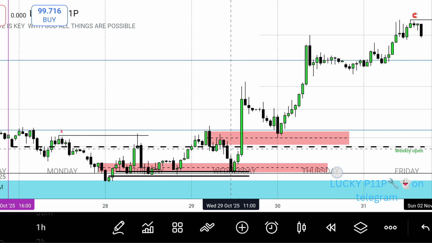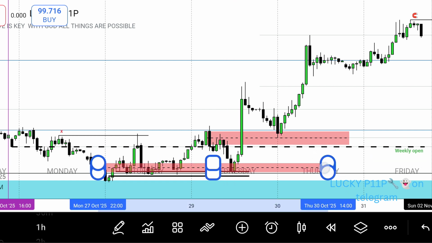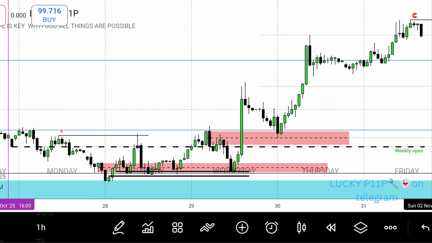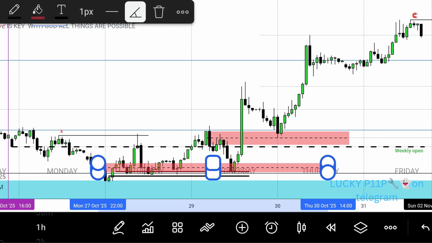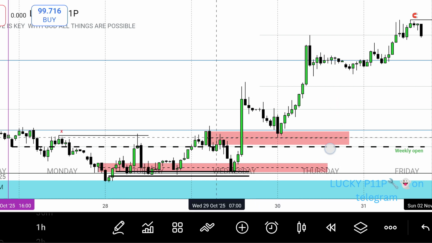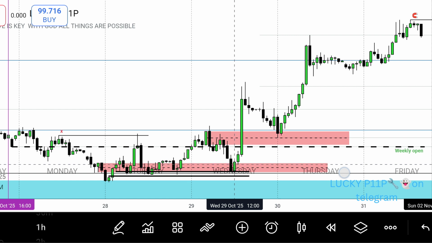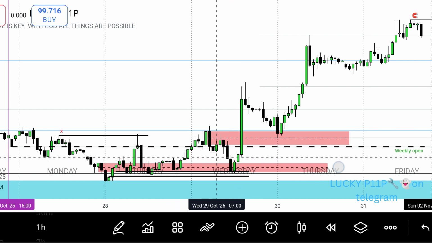I already knew, and obviously I posted in my Telegram channel, that this range or this breaker was one to monitor, was one to watch out for, because the reaction to the breaker will be crucial moving forward. I outlined it in my Telegram beforehand, obviously. And my Telegram is Lucky Pip, LUCKYPIP11P. I'll write the name at the end of the video.